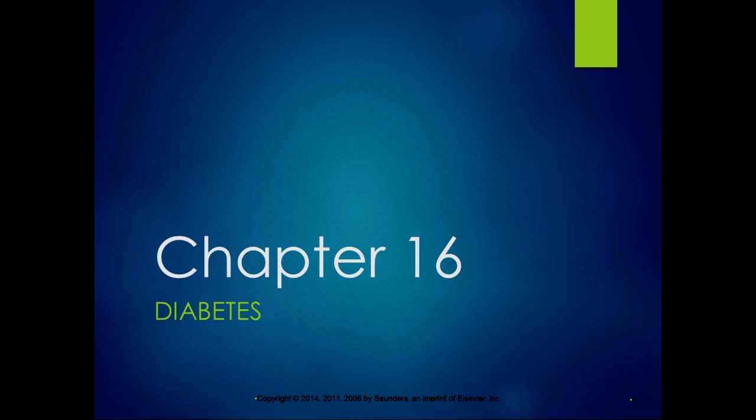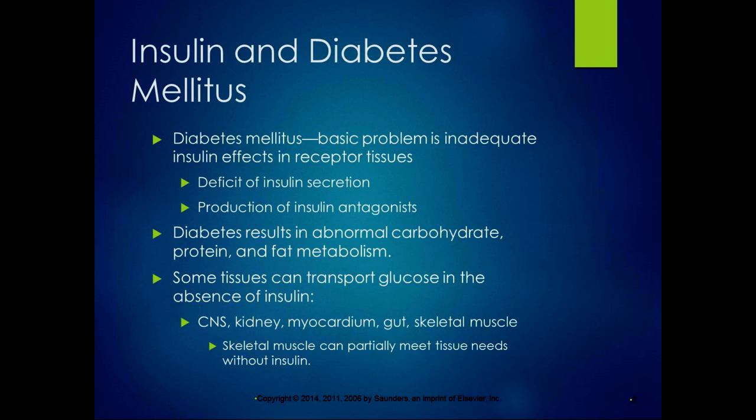So first we'll talk about everything. Let's just start into it. So diabetes mellitus is what we're talking about. There's also diabetes insipidus, which is a defect or a deficiency of antidiuretic hormone, and we'll talk about that in the next section. But diabetes mellitus is basically inadequate insulin effects in receptor tissues. So it can be caused either by a deficit of insulin secretion in the case of type 1 diabetes, or the production of insulin antagonists.